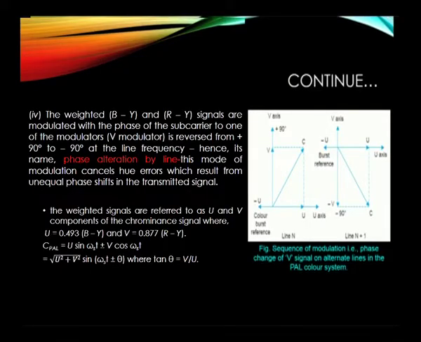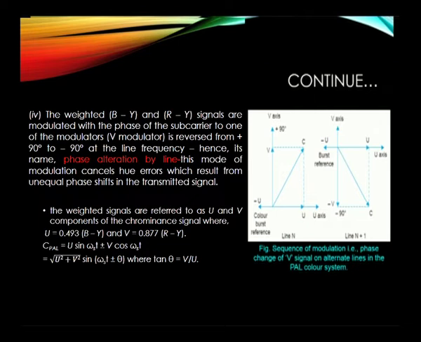This mode of modulation cancels the U factor, that is why we consider phase alternation in line, because it is going to cancel the unequal phase shifts in the U factors, that is U errors, which will cause a U error. So, we need to cancel the unequal phase shifts, and the weighted signals are also referred to here. After applying the resultant phase, we will get two signals, that is U and V. After having the weighted factors along with the signal, we refer to these as the U and V components of the chrominance signal.